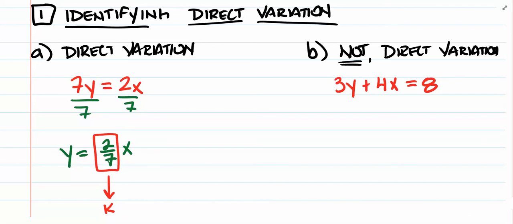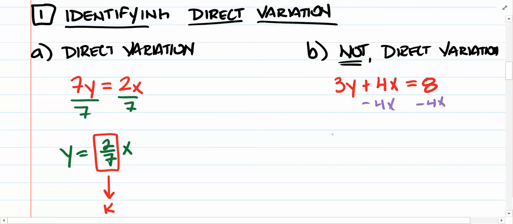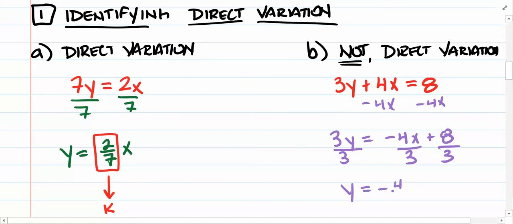Now take a look at this one over here. Again, I want to solve for y to see if I have direct variation. So I'm going to move the 4x over to the other side of the equation. This is going to give me 3y is now equal to negative 4x plus 8. And then I'm going to divide both sides by 3. So I end up with y is now equal to negative 4/3 x plus 8/3.